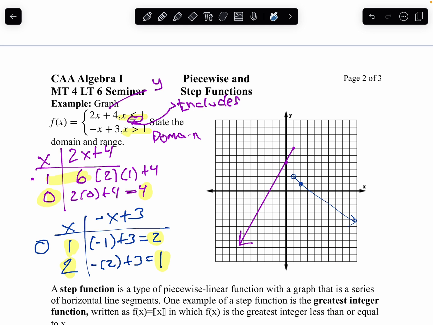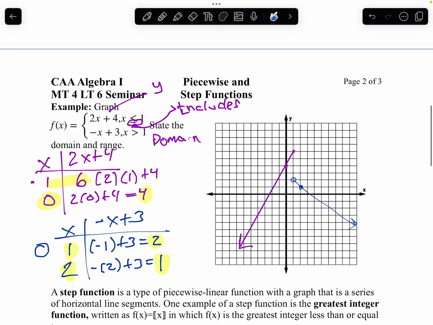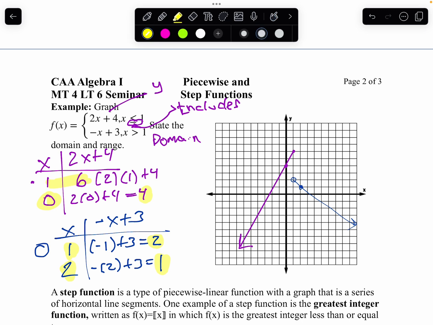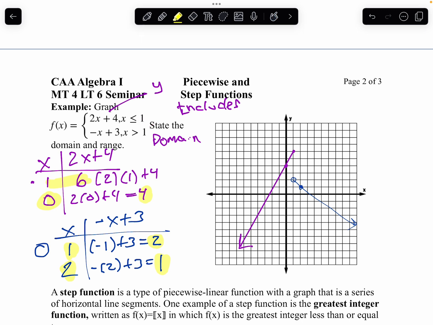But this is what we call a piecewise function because there are 2 pieces to it. You might have a whole bunch of pieces, but this one has 2 pieces. And the confusing part about this is you have to understand what that line underneath your inequality means. If you have that line underneath the inequality, we include that point. We don't include the point if it's not under there.